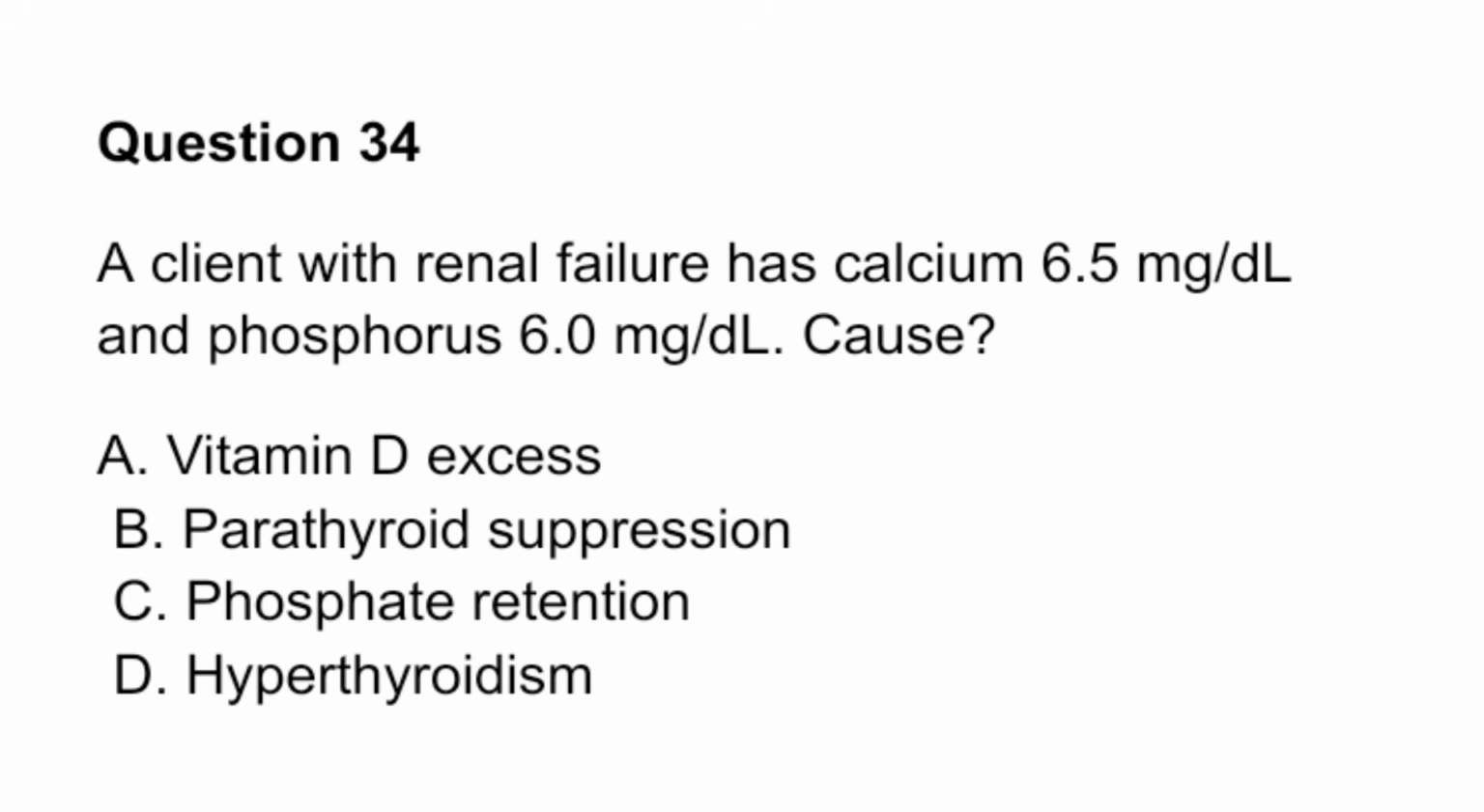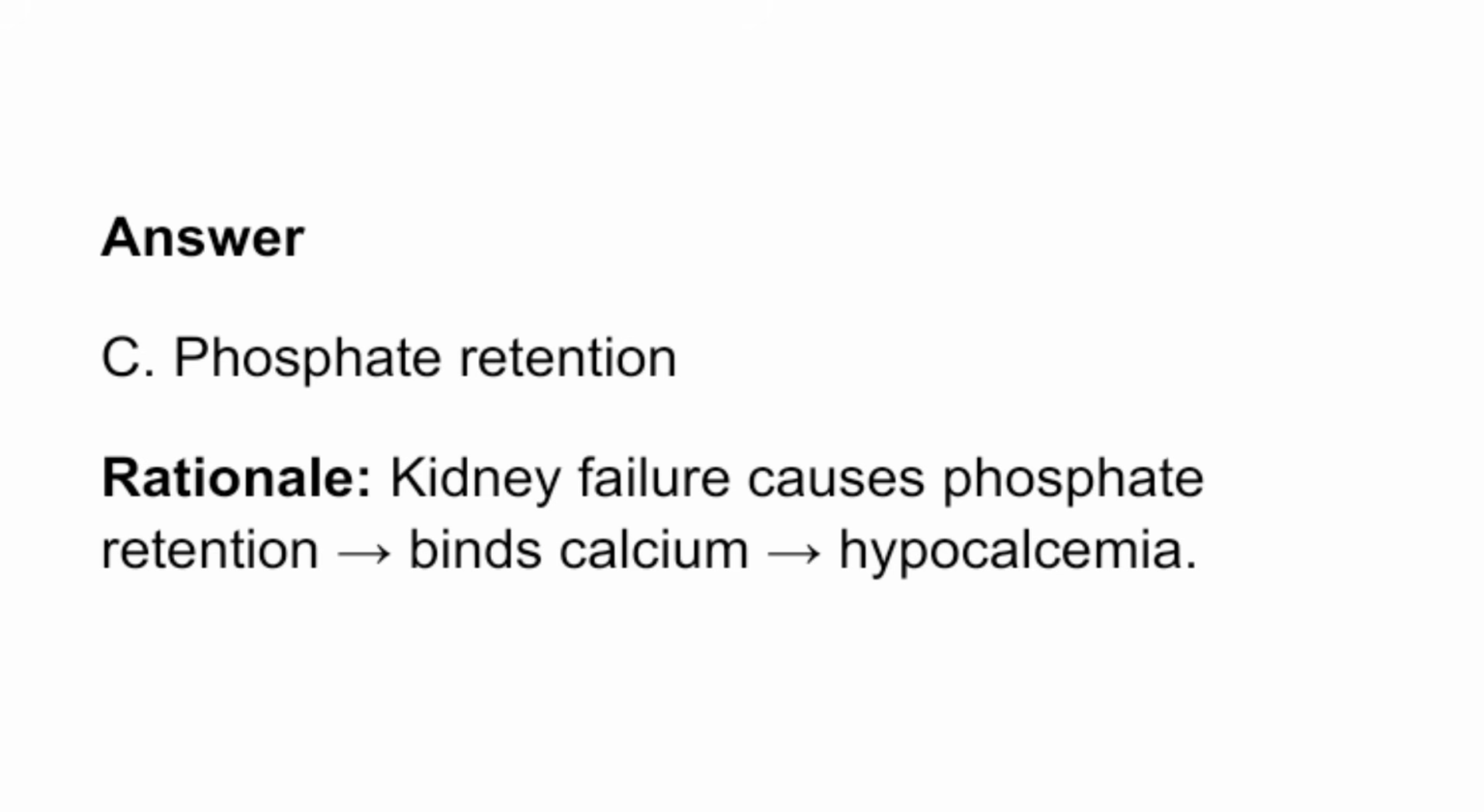Question 34. A client with renal failure has calcium 6.5 milligrams per deciliter and phosphorus 6.0 milligrams per deciliter. Cause: A. Vitamin D excess. B. Parathyroid suppression. C. Phosphate retention. D. Hyperthyroidism. Answer: C. Phosphate retention. Rationale: kidney failure causes phosphate retention, binds calcium, hypocalcemia.